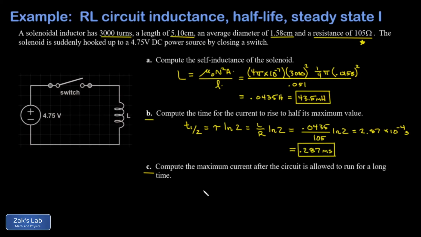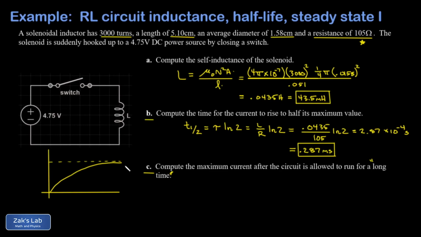Finally, we want to compute the maximum current after this circuit is allowed to run for a long time. So if you recall the way that current increases in an LR circuit, it's given by an exponential function. It's asymptotic to some maximum value. So this is what we mean by a long time, long enough to reach that maximum value.